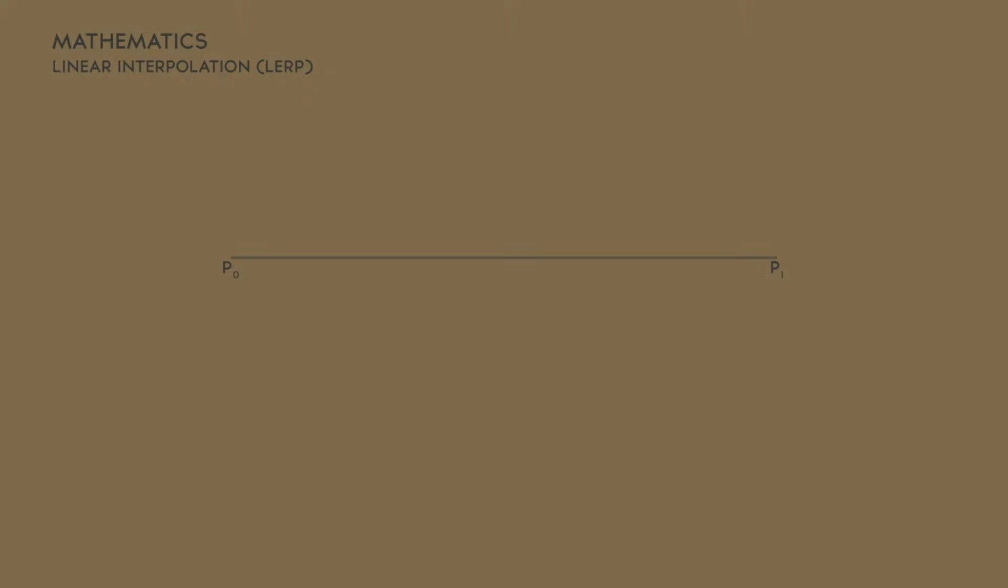Now, the way LERP works is that we expect, in this case, two values, P0 and P1, but we also need to provide a time value, most commonly known as t. This value has to be between 0 and 1. If t is 0, our object will be at P0. If t is 1, our object will be at P1. And if it's somewhere in between, it will be somewhere in between on the line.